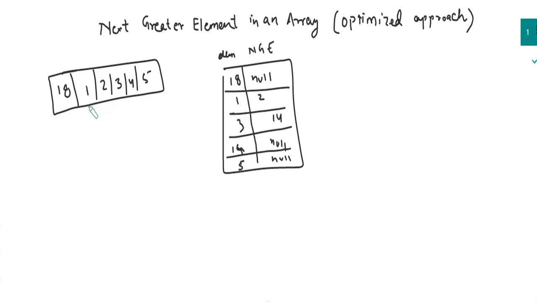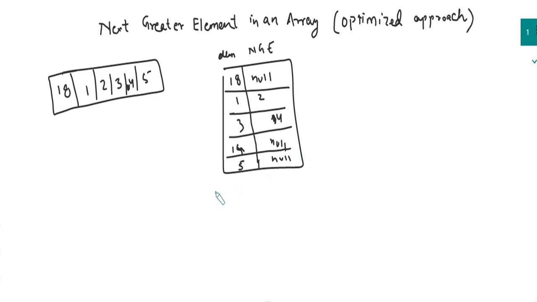So you can see if it is 1, the next greater element for 1 is 2. So we have just put into our hash map 1 and 2. 3 is having 14, and 14 does not have any next greater element. In the same way, 5 does not have any next greater element.